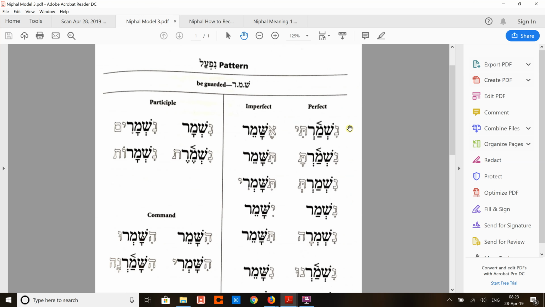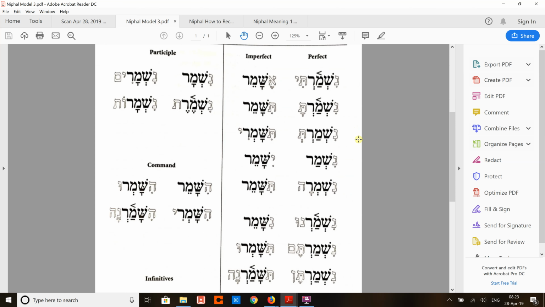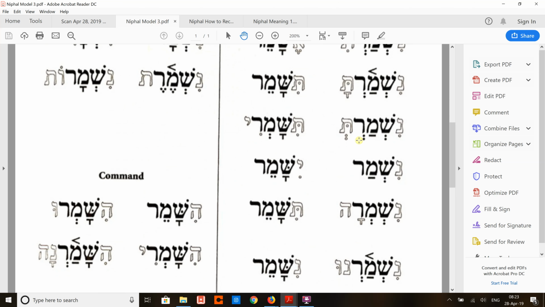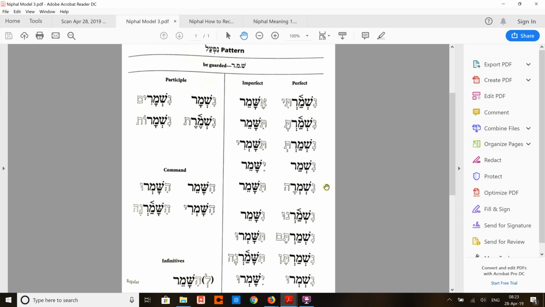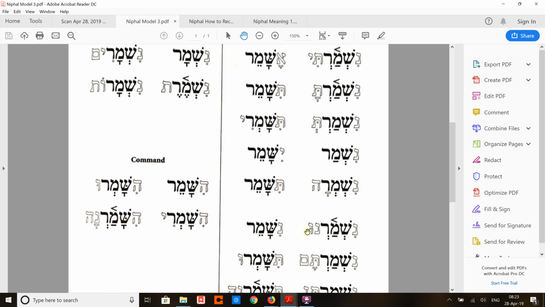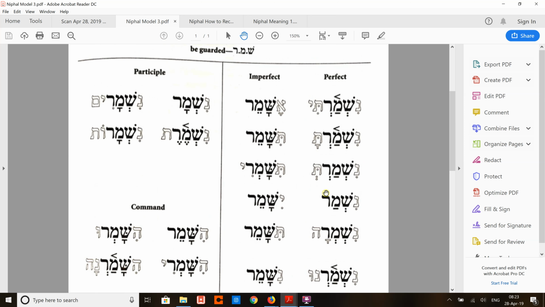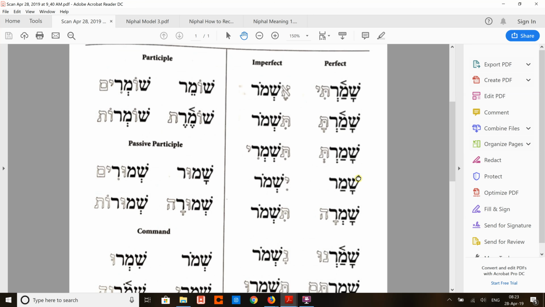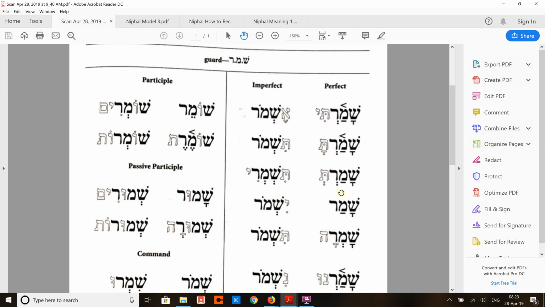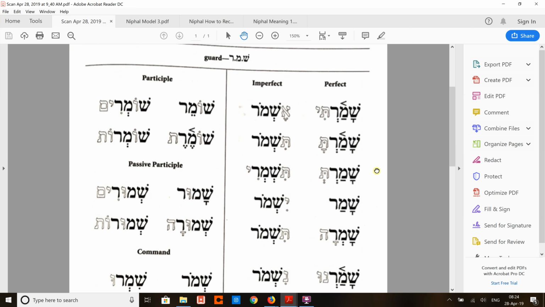Actually, here's what I want to do. I want to compare. We have perfect here on the right, imperfect on the left, participles, commands, infinitives, right? We've looked at this kind of chart before. Let's just begin with a comparison of the third masculine singular perfect form of shamar. And then what we'll do is compare it to the third masculine singular form of shamar in the pa'al. So let's start with the pa'al. This is a verb we're very familiar with, shamar, he guarded. This is in the pa'al. What happens in the nif'al, right?